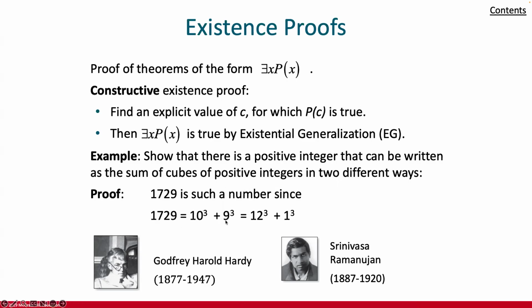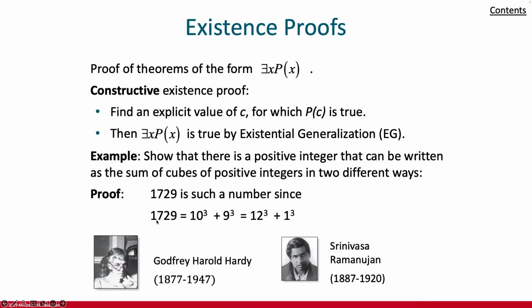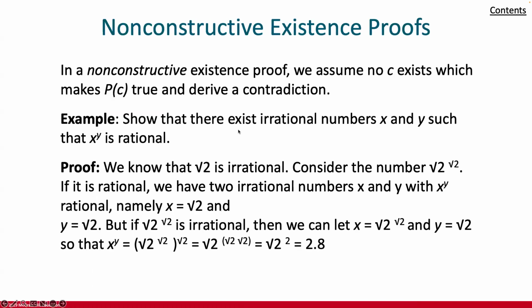10 to the 3 plus 9 to the 3. That would be one way of coming up with the number 1729. Or another one is 12 to the 3 plus 1 to the 3. So this is a proof of the existence that something like that does actually exist. We can have non-constructive existence proofs. In a non-constructive existence proof, we assume no c exists which makes P(c) true, and derive a contradiction. So if we prove that there's a contradiction, therefore that's going to be a problem.